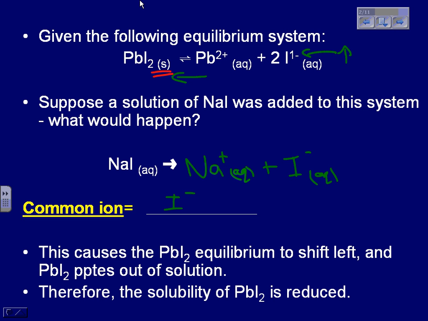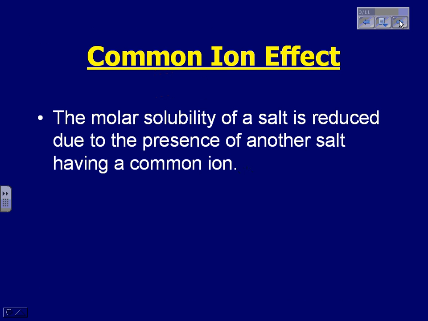Another way of thinking of it is that last bullet, therefore the solubility of the PbI2 is reduced. Essentially, that's the common ion effect when it comes to solubility. The solubility of a substance that is not very soluble in water, well, for all substances, but we see it when we're talking about things with a small KSP, decreases when there's a common ion in the solution. So, just as a statement, the molar solubility of a salt is reduced due to the presence of another salt having a common ion. That's just the statement of the common ion effect. It's been stated multiple times already this morning.